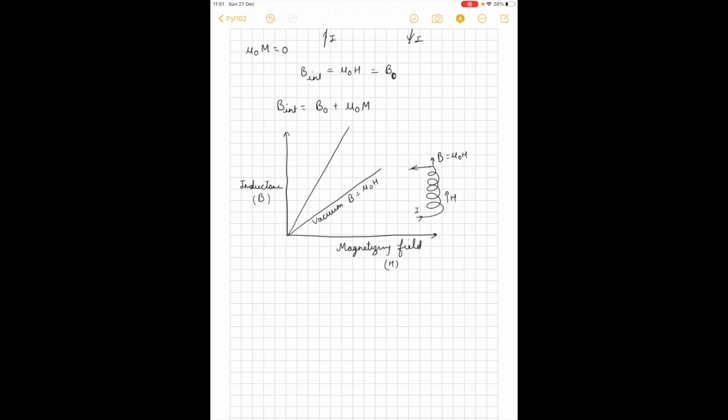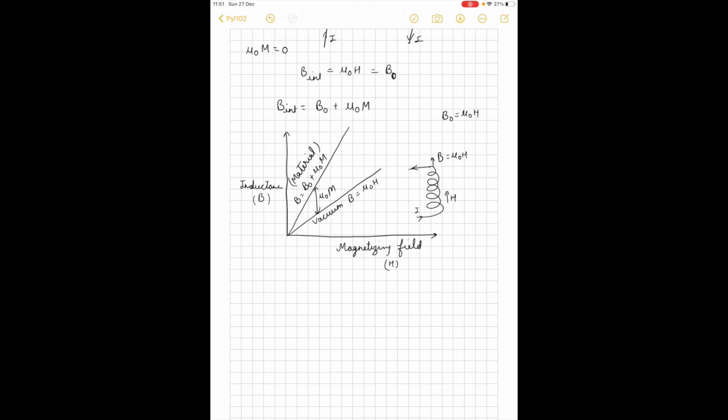So the slope will become, let's say, B is equal to B naught plus mu naught M, meaning this difference will be mu naught M, right? Because B naught is equal to mu naught H. So this is the case when there is material inside.